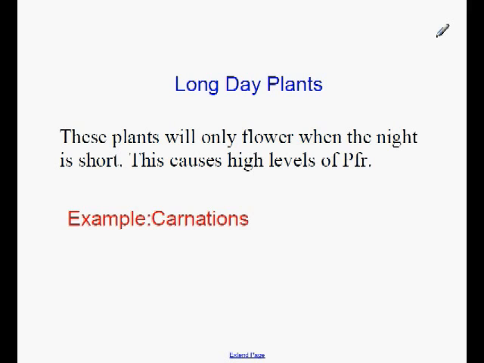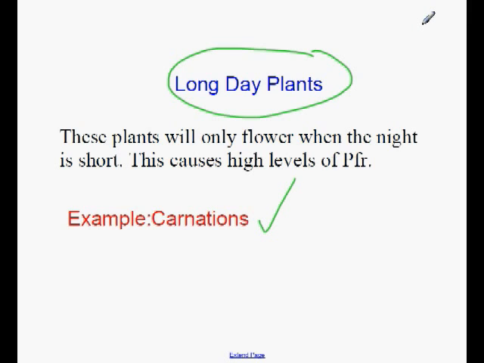Okay, it turns out, however, there are some plants that really like a lot of PFR, and there are some that don't like a lot of PFR. So plants that like a lot of PFR would be called long day plants. Why is that? Because if the day is long, a lot of the PR is then converted into PFR. So there's a lot of PFR, and that causes blooming. These are called, therefore, long day plants, right? An example of that would be carnations.